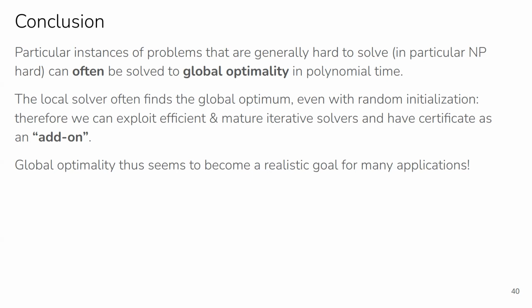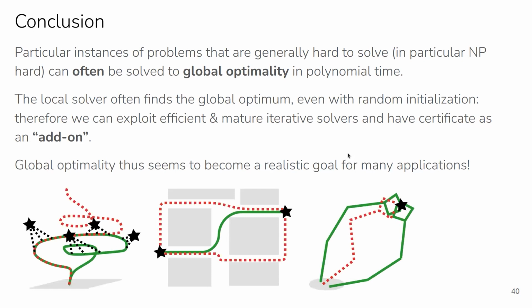And so in general, I hope that I have convinced you that global optimality seems to actually become a realistic goal for many applications in robotics. Again, I've mostly talked about state estimation, but I think there are also great potentials in other robotics problems. And that brings me to the last slide.